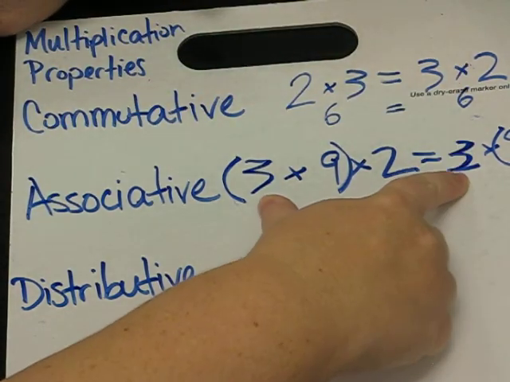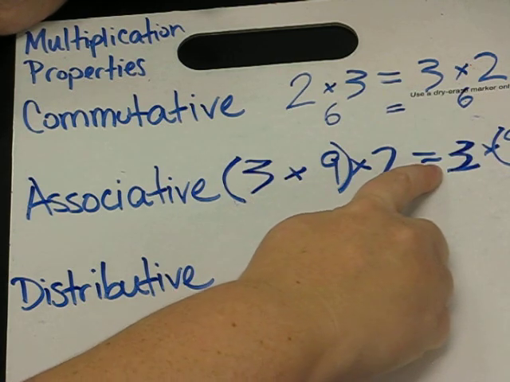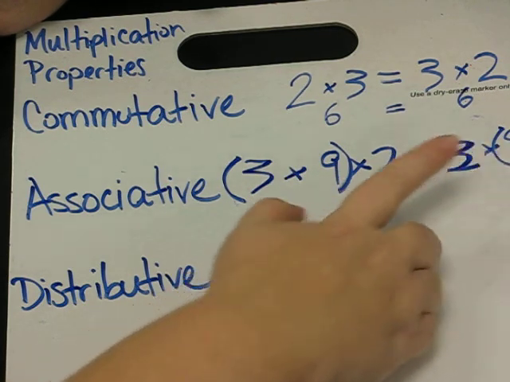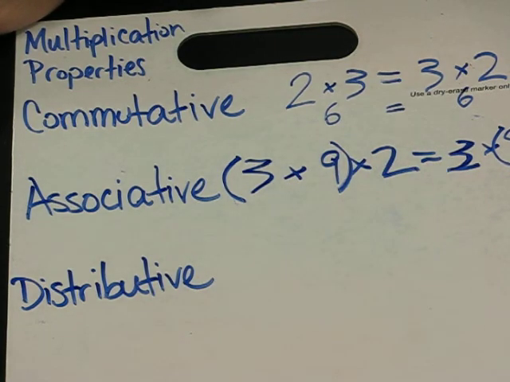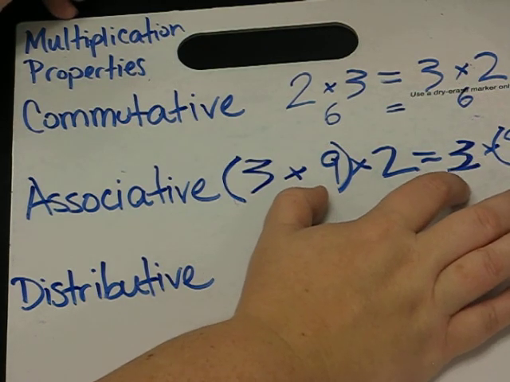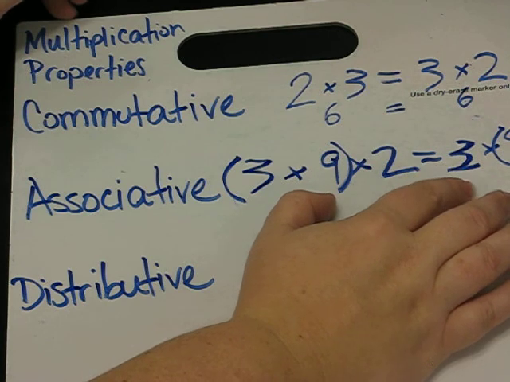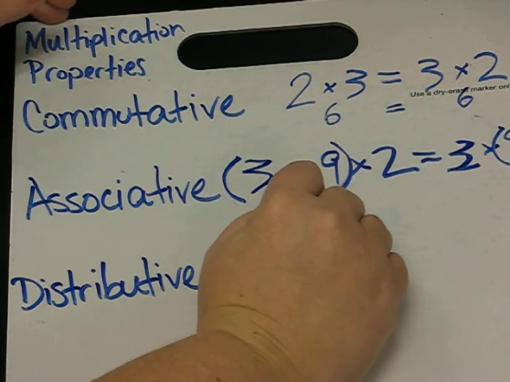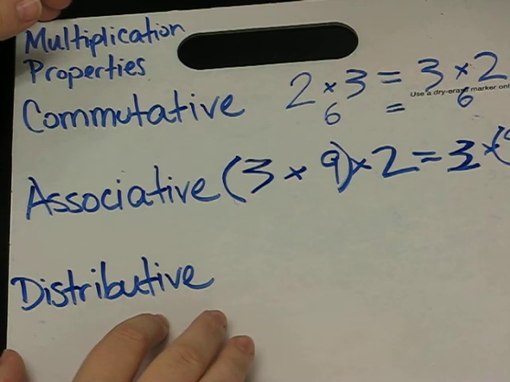I had to make sure that 3 was on both sides, because remember, equal means same as. This side is the same as this side. Okay? Now, not always are you going to have an equation that looks like this. Sometimes you're going to have to actually work the problem out to find the missing number.